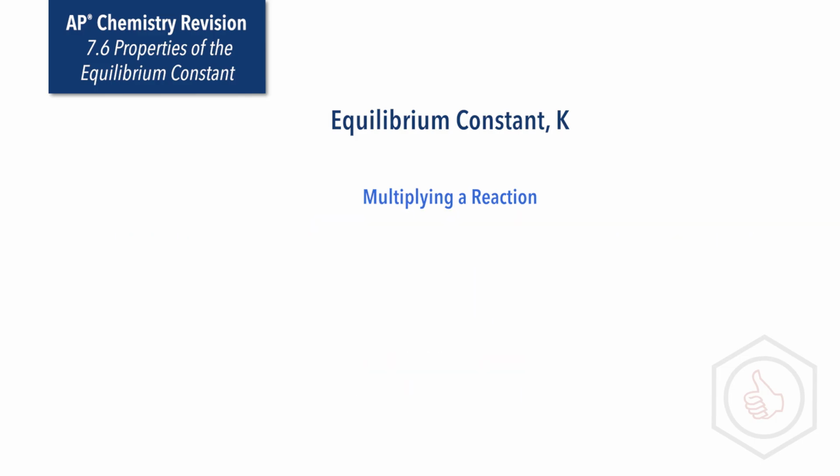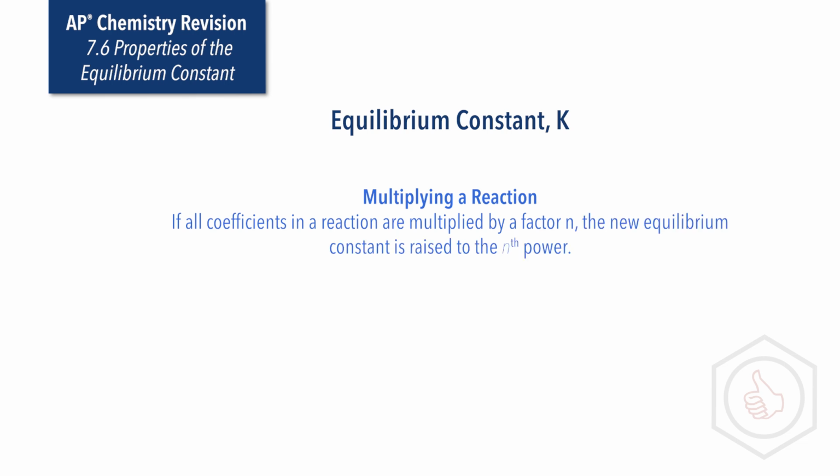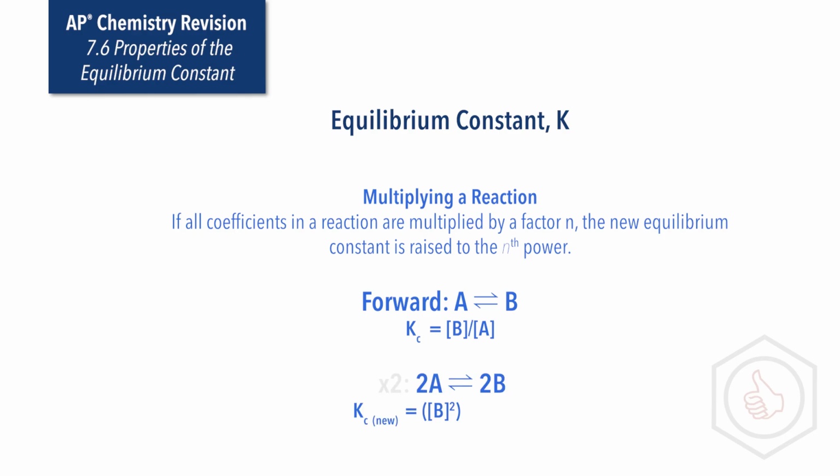Multiplying a reaction. If all coefficients in a reaction are multiplied by a factor n, the new equilibrium constant is raised to the nth power. For example, for A going to form B, we've just seen the Kc expression would be Kc equals concentration of B divided by the concentration of A. So, for 2A going to form 2B, the Kc expression would now be concentration of B squared divided by the concentration of A squared. Or in other words, the Kc value for the first reaction squared.